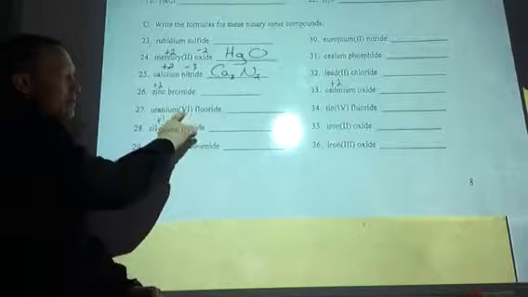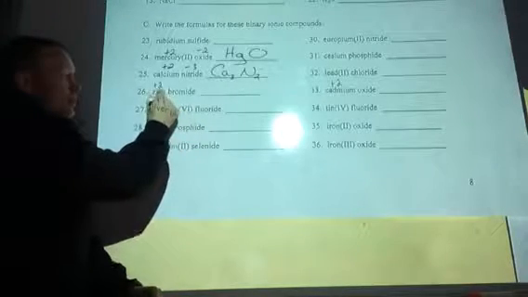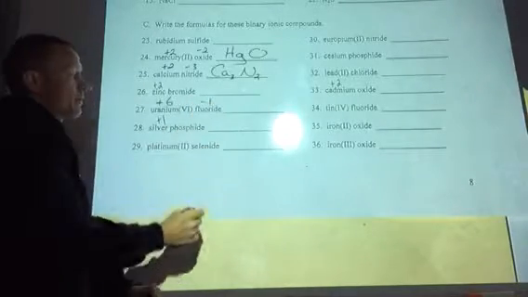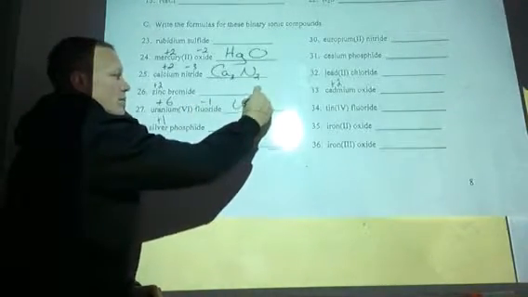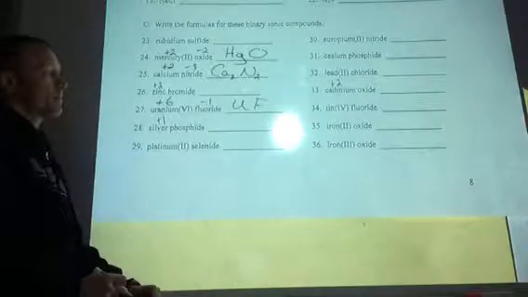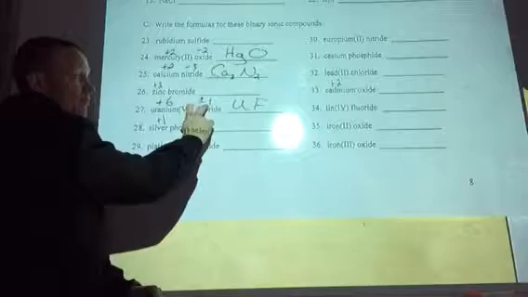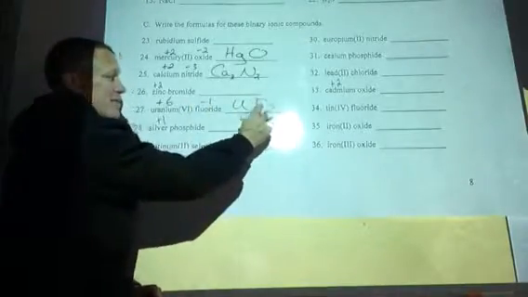Look here, uranium(VI) is a 6. That means uranium's charge here is a +6. We haven't really talked about yet how that happens, but I will show you that at some point in time. It's a +6. Fluorine is a -1. So we have a +6 here, -1 here. We need 6 fluorines to make that a -6. So it's UF6.